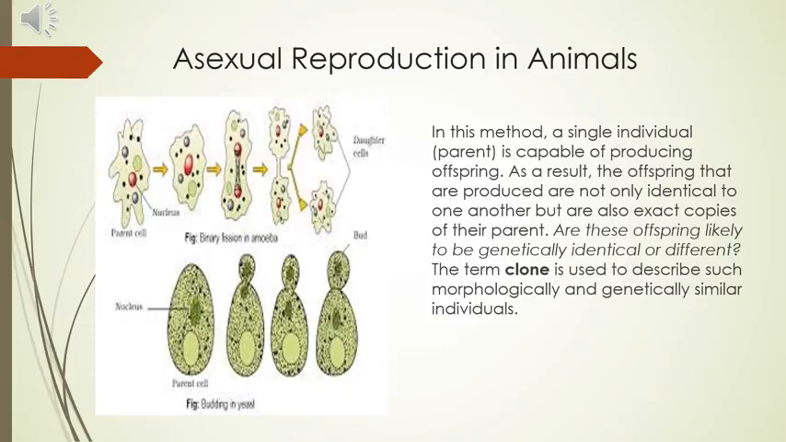What is multiple fission? It is the division of the parent's body into many daughter cells simultaneously, and each of the daughter cells grows into an adult. So what is the difference between binary fission and multiple fission? In binary fission, there is just the formation of two almost equal daughter cells, and in multiple fission, there is the formation of more than two daughter cells, and it is not necessary that all of them are of equal size.